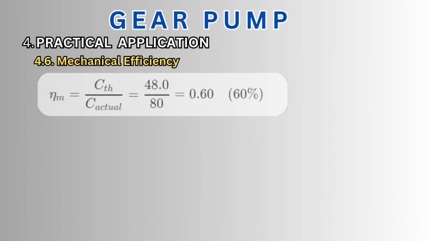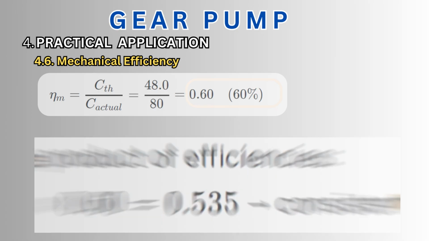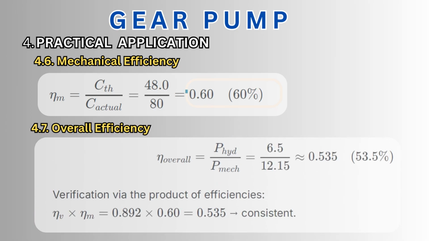Let's return to the formula for mechanical efficiency, which is the quotient of the two torques, yielding 60%. And the overall efficiency can be calculated in two ways, as you can see, either by the ratio of the powers or by the product of the two previous efficiencies, volumetric and mechanical. In any case, our efficiency is 53.5%.